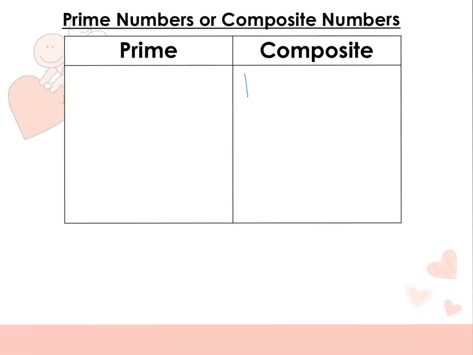So let's go to 2. 2 is considered to be prime because the only numbers that multiply to it are 1 and 2. Same thing with 3. The only numbers that multiply to it are 1 and 3.